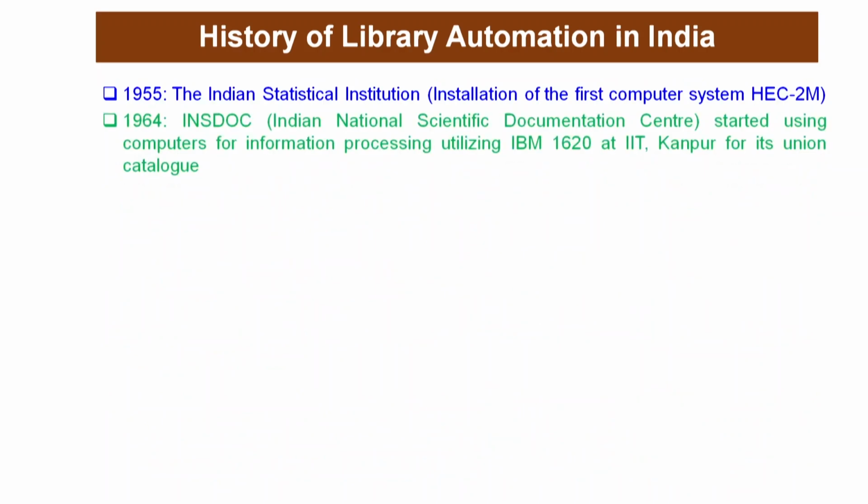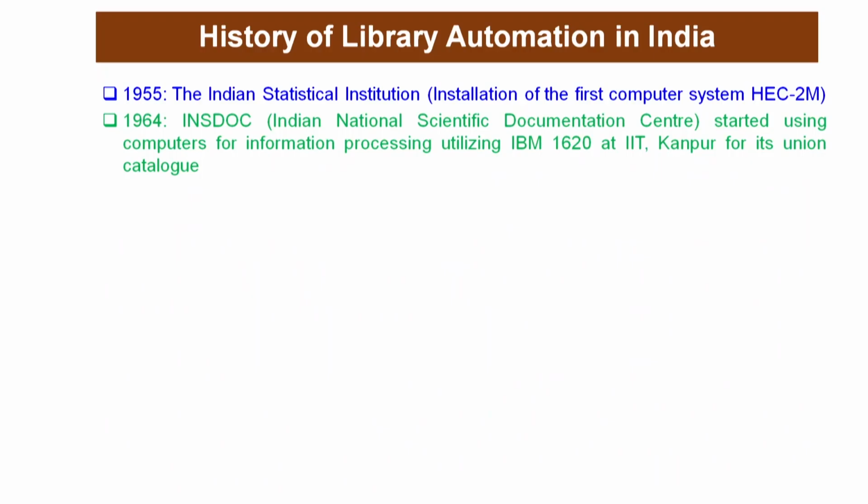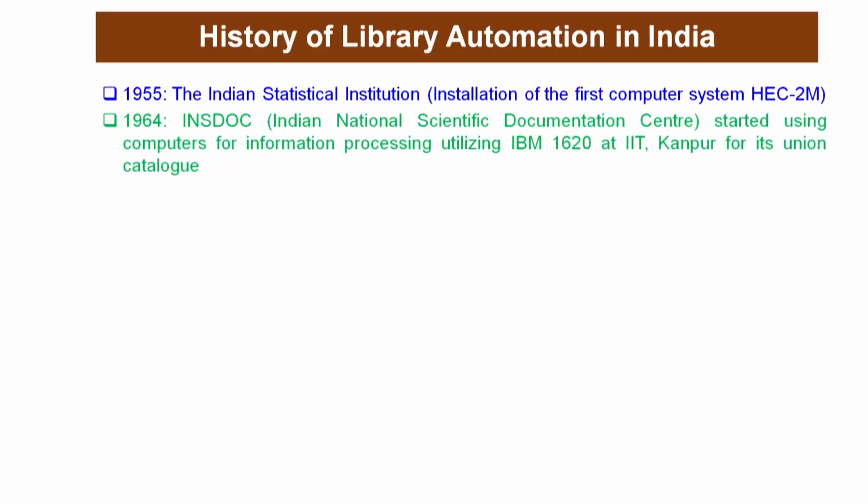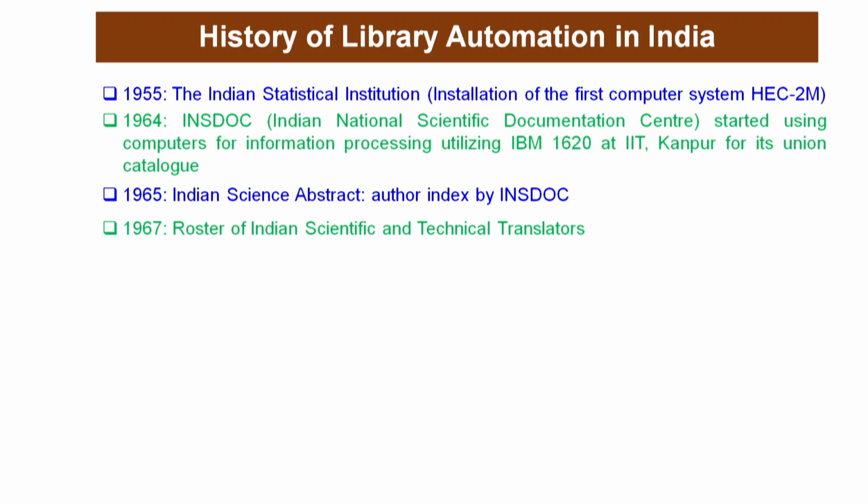During 1955, the Indian Statistical Institute, ISI Calcutta, started using computers in their libraries. During 1964, INSDOC, the Indian National Scientific Documentation Centre, also started using computers in the IITs. During 1965, Indian Science Abstracts was computerized by making the author index. During 1967, the roster of Indian scientific and technical translators.